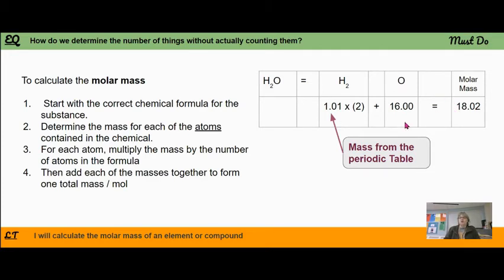So how much does one atom have? What is the mass of one atom? Multiply it by how many atoms there are of that type, and then add it to the same idea of the next one and the next one and the next one till you have all of them together.